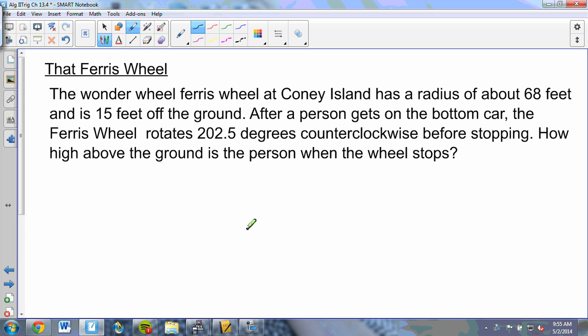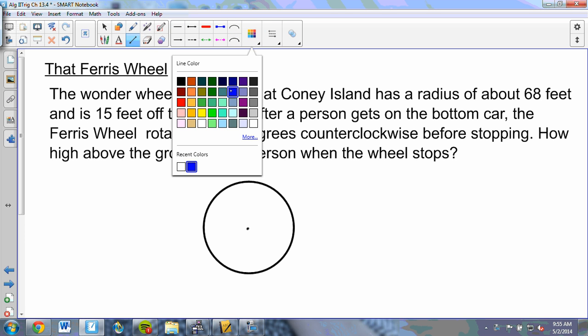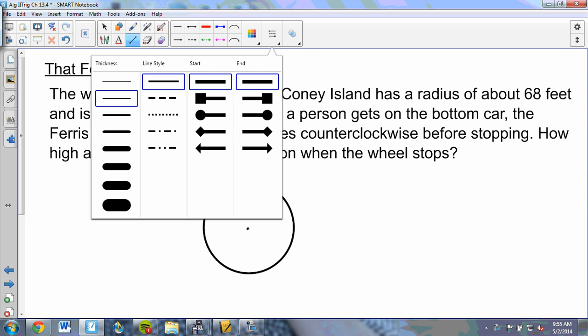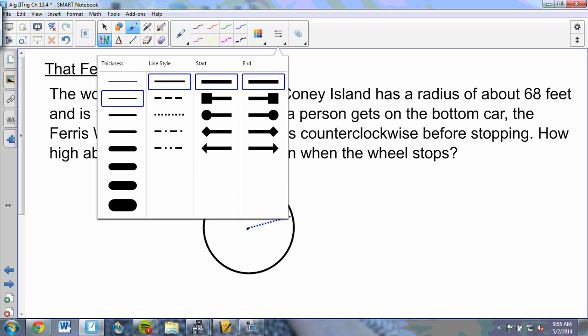Well, the book gave you a picture, but it's so helpful to draw your own. Even the process of making your own can kind of help you think through it a little bit. So there's my Ferris wheel. And I know that the radius of this Ferris wheel is 68-ish feet along those lines, here to here. So that's about 68 feet. We'll call that 68 feet.